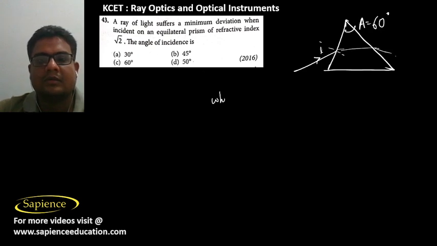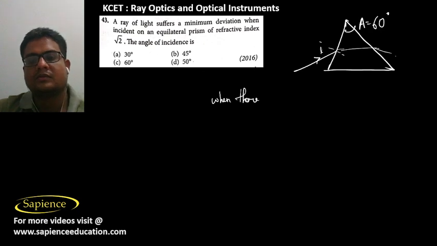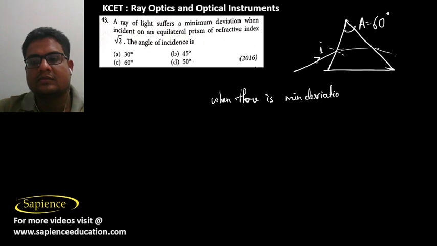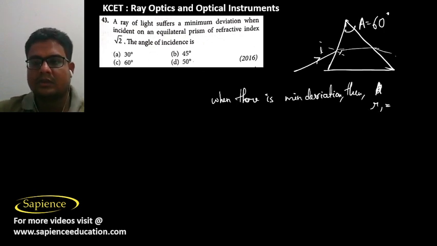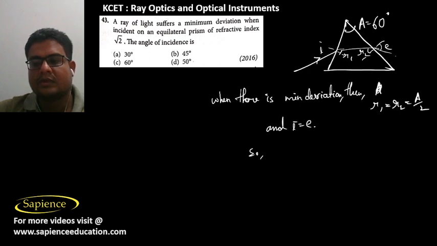So when there is minimum deviation, then we have R1 is equal to R2. Here this is R1 and this is R2. This is E, the angle of emergence, and this is the angle of incidence. So R1 is equal to R2, that is equal to A by 2, and I is equal to E. So I can say that R1 is equal to R2 is equal to 30 degrees.